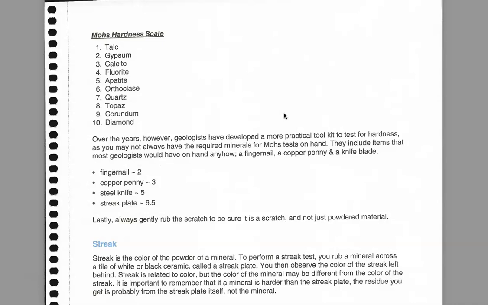Now, this is actually the breaking point for hard versus soft. This is the fulcrum, if you would. If you can't scratch it with the nail, it's hard. Here's the thing, though. I don't want you to jump just to this.